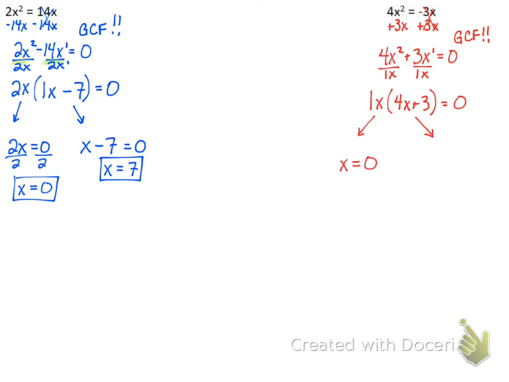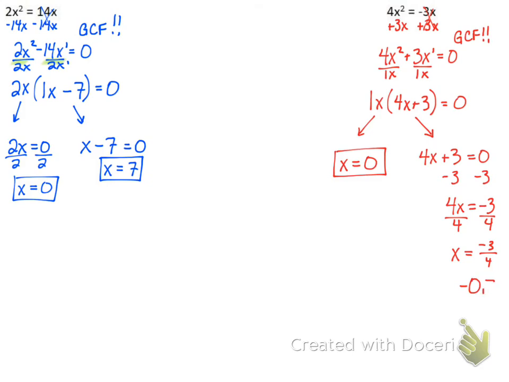So I get x is equal to 0 as my first solution. The other one, I get 4x plus 3 is equal to 0. So I can subtract my 3 to the other side and get 4x is equal to negative 3 and divide by 4. So x is equal to negative 3/4. Or if you wanted to write it, negative 0.75.